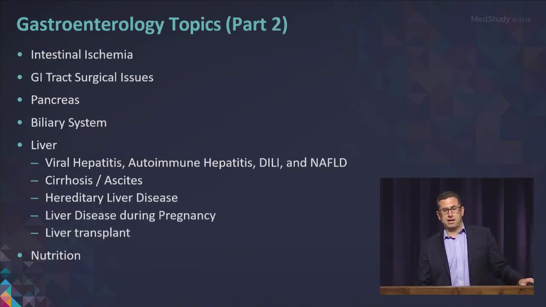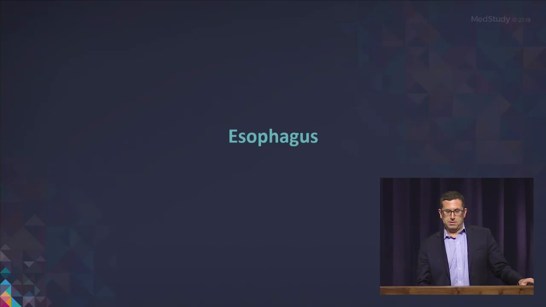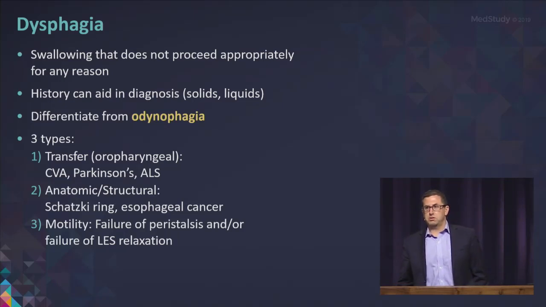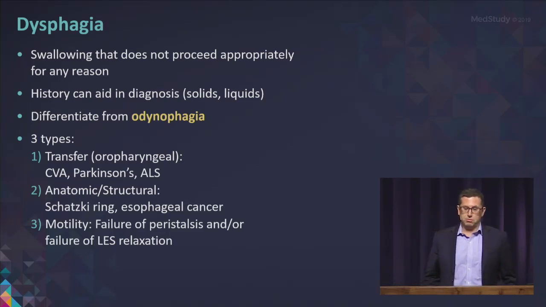first, and then we're going to end with liver. And let's get going with the esophagus. So let's start off with dysphagia. That is basically swallowing that does not proceed appropriately. The history could really aid in the diagnosis, and the key thing you want to distinguish is whether it's solid or liquid dysphagia. You also want to make sure that the patient doesn't have odynophagia, which is pain with swallowing.